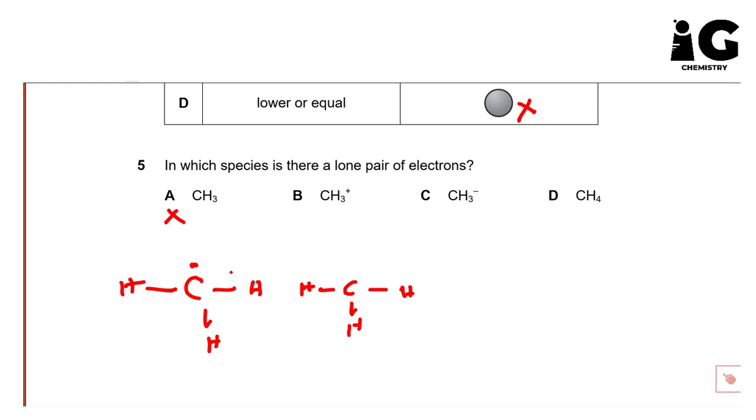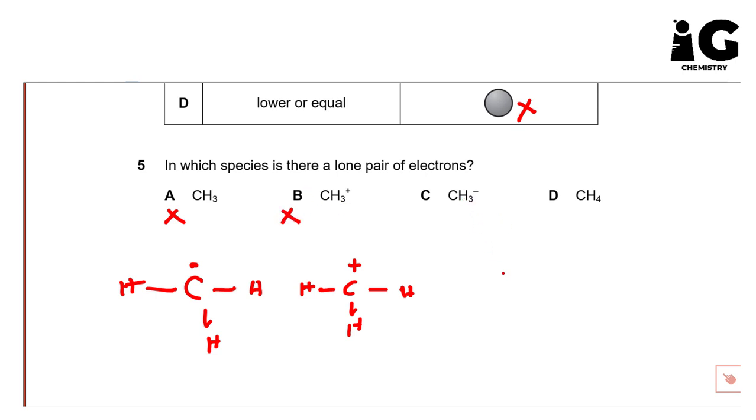And here plus means this single electron is lost. Yeah, this single electron is lost, so we can add a plus here. So this is electron deficiency. This is called a carbocation, so this is not a lone pair. So this is also wrong.